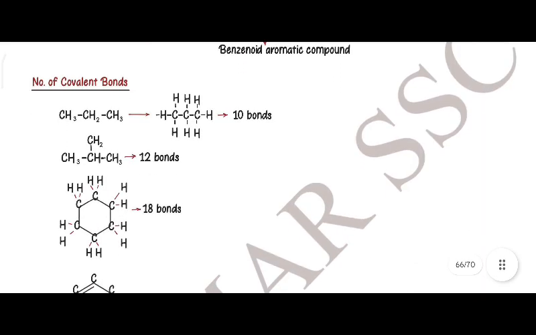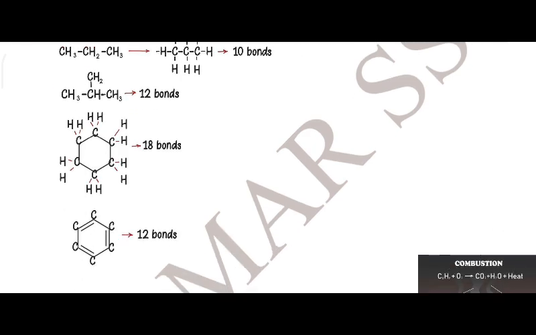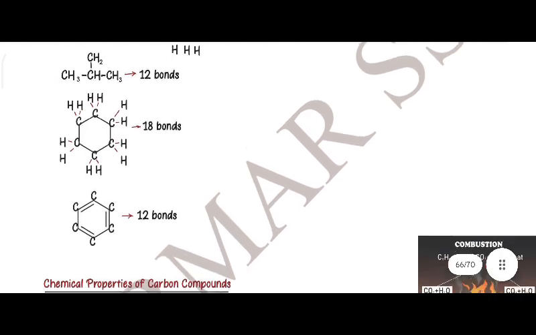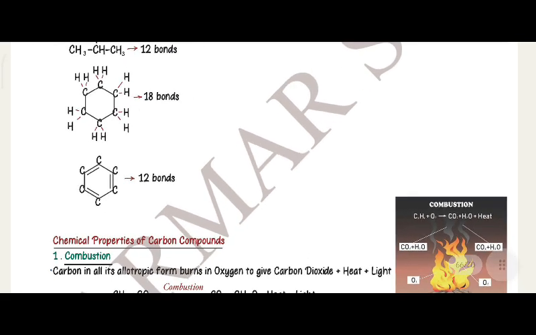Number of covalent bonds. CH3, CH2, CH3: there are 10 bonds. And CH3, CH, CH2, CH3: 12 bonds. And here 18 bonds. And C6: 12 bonds.